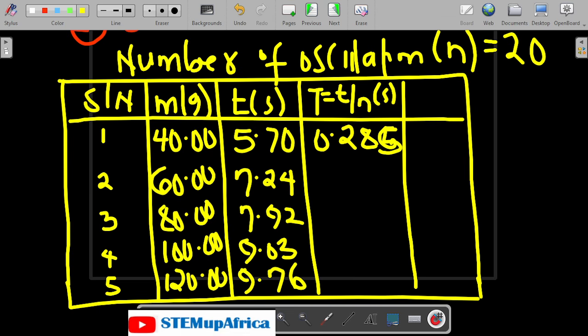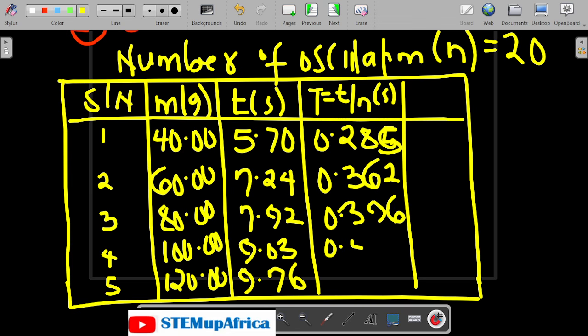Then if I go to the next digit, I'm having 0.362. The next one is 0.396. The next is 0.452, and finally 0.488.